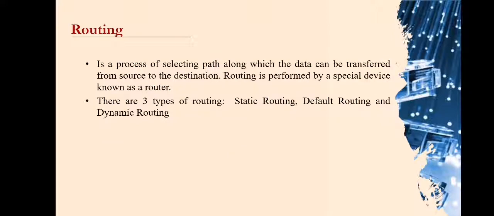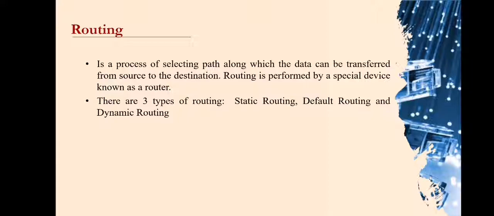We now go to routing. Routing is a process of selecting the path along which data can be transferred from source to destination. Routing is performed by a special device known as a router. The routing algorithms are used for routing the packets. Now, the routing algorithm is nothing but software responsible for deciding the optimal path through which a packet can be transmitted.